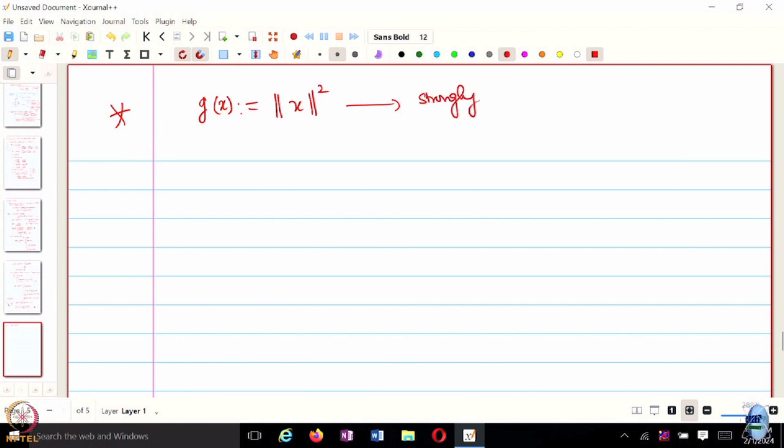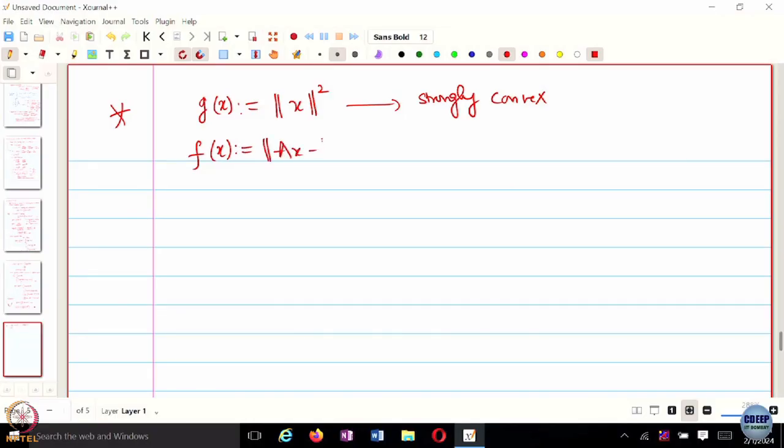So another thing about PL inequality, and why we stress so much about it: if I look at least squares problems, we know that a function g of x, which is like norm x squared, is strongly convex. But the moment we look at the affine transformation of this function, if I define f of x like this, the b part is not that important, but if I look at a function of this form, this may or may not be strongly convex.